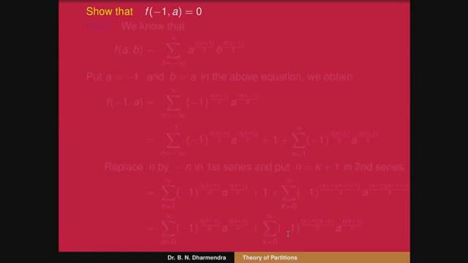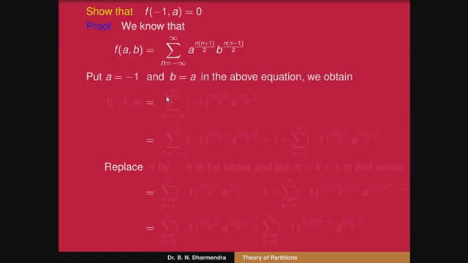So this one is also shown by two types. The first one by using the infinite series and infinite product. So by using the first one, we know that f of a comma b, in terms of infinite series, is the summation from minus infinity to plus infinity of a to the power of n into n plus 1 by 2 into b to the power of n into n minus 1 by 2. We have to compare these terms. Put a equal to minus 1 and b equal to a in this equation.